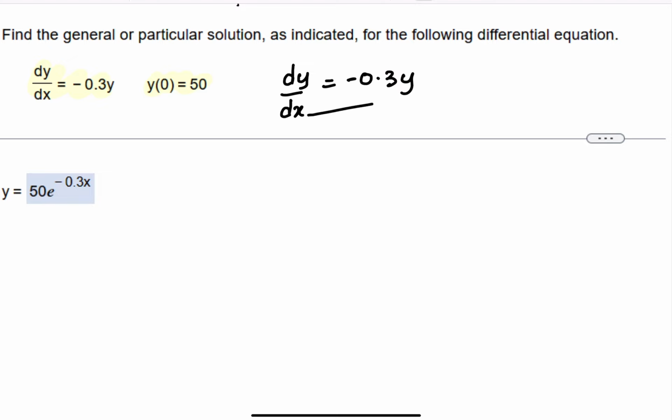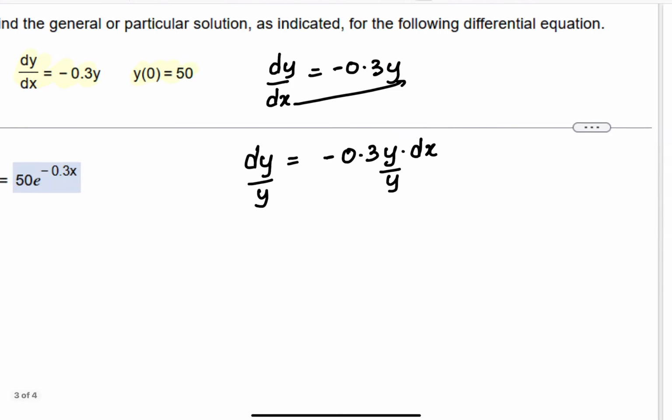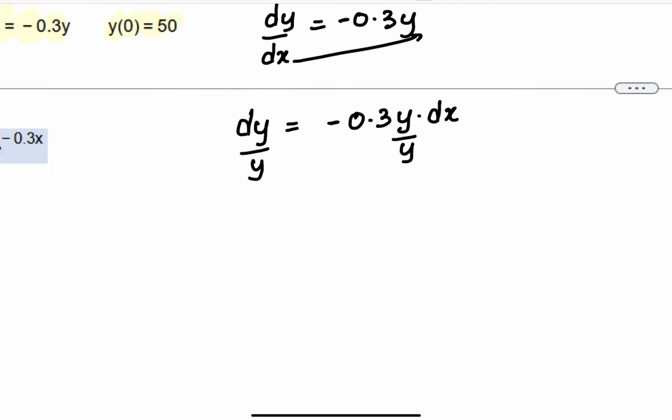I'm going to bring all the x's to one side. So I have dy is equal to negative 0.3y dx. And now I'm going to bring the y to the other side, so I'm going to divide both sides by y. And when I divide both sides by y, I have 1 over y dy is equal to negative 0.3 dx. I can write dy over y, or I can write 1 over y times dy. You're going to see that in a minute because it's related to the formula.